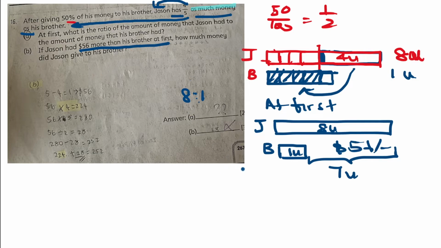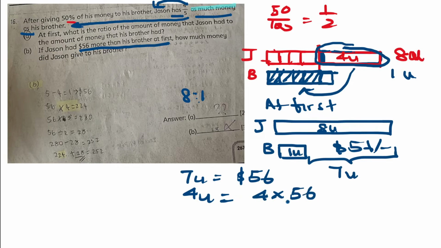Okay? So if 7 units is actually $56, it's asking you how much money did Jason give his brother? You know that Jason gave away half of it. If initially he has 8 units, that means he gave away 4 units. So 4 units equals 4 times 56 divided by 7. It's actually $32. Your sentence again. How? You write Jason gave his brother $32. Okay?